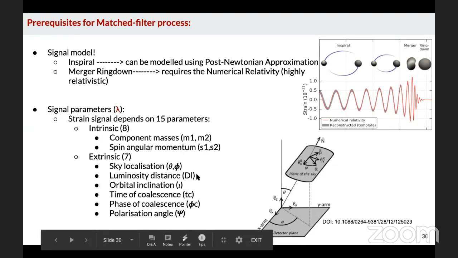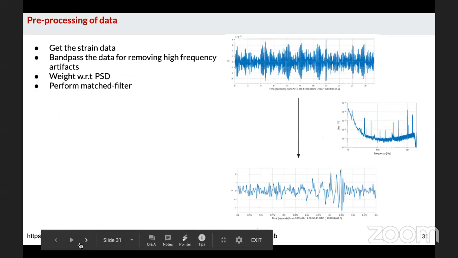So how far the source is located, the luminosity distance associated with it, the orbital inclination, at what time the merger happened, everything comes under extrinsic parameters. So considering all these parameters, we try to model our signal. This is one of the challenging parts.